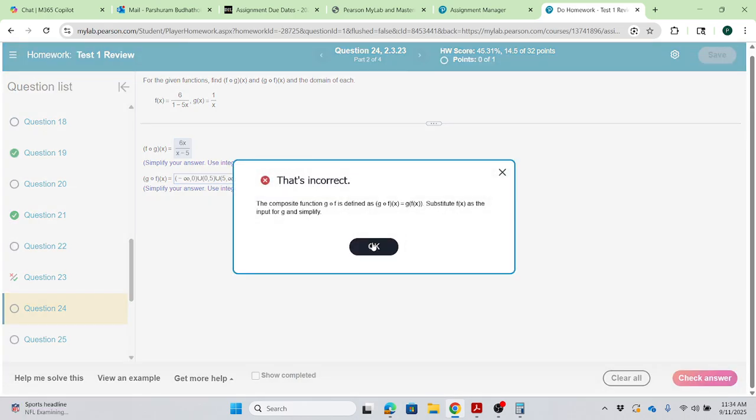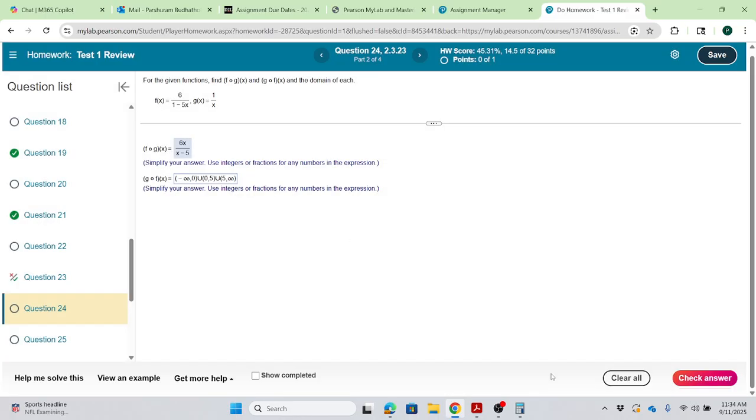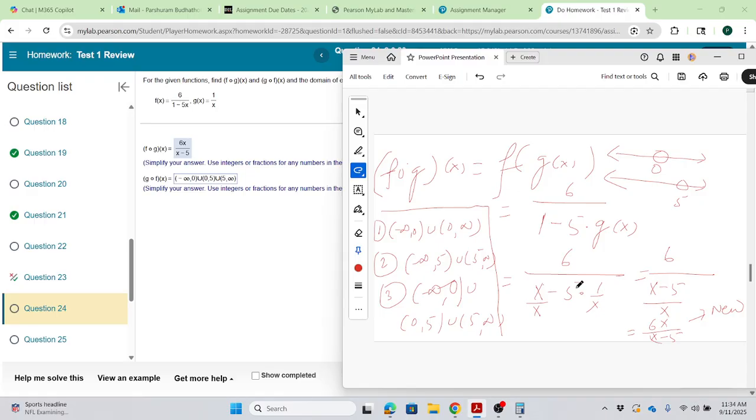Oh, what happened, what did I do wrong? Let me just double check. Okay, so here you go. The domain of g of x is all real numbers except 0, and the domain of this final calculation is all real numbers except 5. This is how you write it. So the intersection between 1 and 2 is supposed to be all real numbers except 0 and 5. So 0 cannot be included, 5 cannot be included. So how do you write it? Negative infinity.